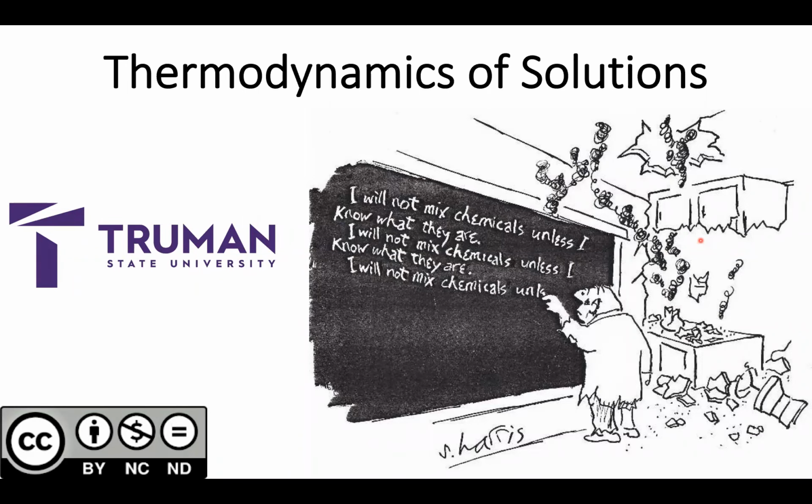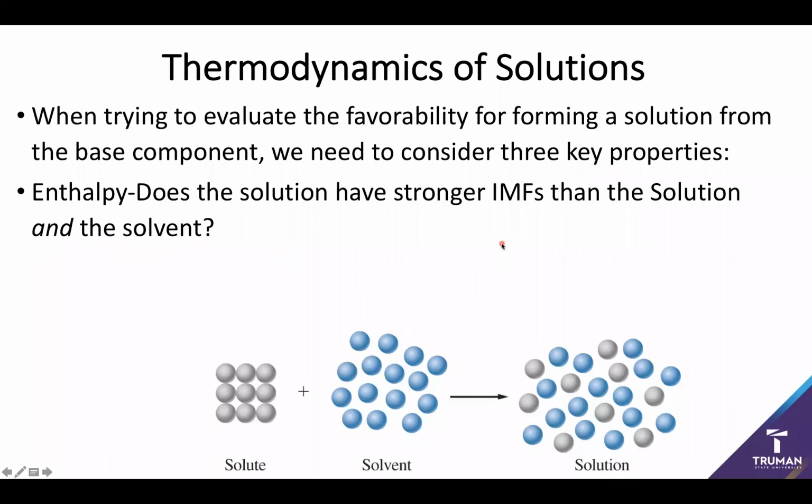So today we're going to be talking about the thermodynamics of mixing together two different substances to make a solution. When we're trying to evaluate how favorable it is to form a solution, we're going to be looking at three key properties. The first of which is going to be enthalpy. And as with most things enthalpically related, this is going to be a measure of, do I have stronger IMFs in my product or my reactants? So am I producing a net set of stronger IMFs between the solute and the solvent than the solute and the solvent have to themselves?